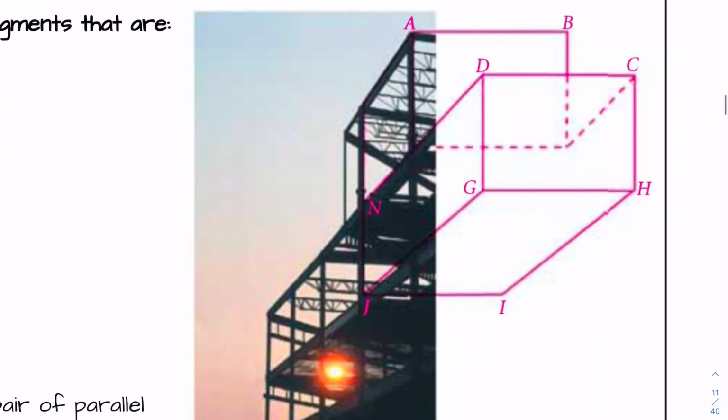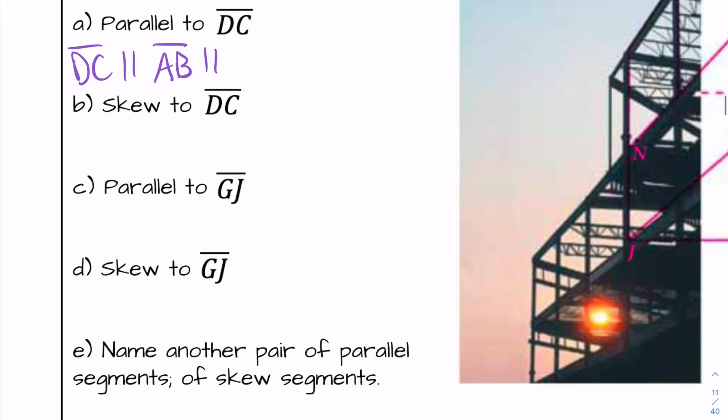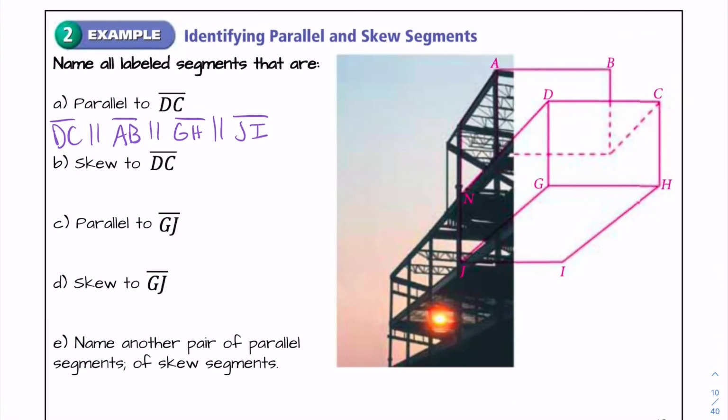So let me write it this way. Segment DC is parallel to AB, is parallel to GH, is parallel to JI. All those segments. Okay? What is skew to DC?